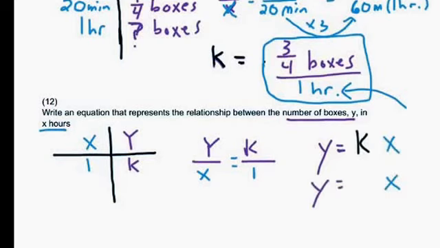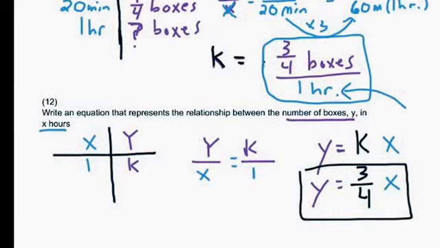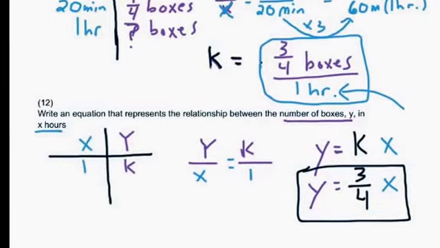So we have our equation of the form y equals kx, and we'll reserve a spot for k. So we will substitute 3/4 for k, and here we have it. Our equation is y equals 3/4 x, or the number of boxes is equal to 3/4 times the number of hours, x.